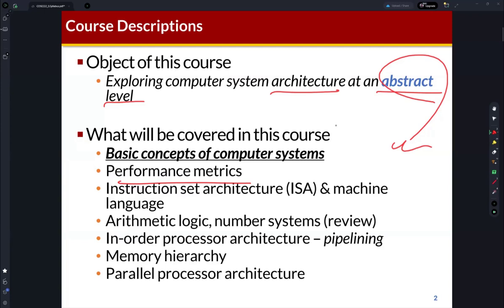It is because everyone wants to buy good computers, or better computers, meaning faster computers or energy efficient computers, right? So we will learn about the performance metrics first. These are three major topics we will cover in this course: instruction set architecture, called ISA, then processor architecture, called pipelining, and then memory hierarchy.